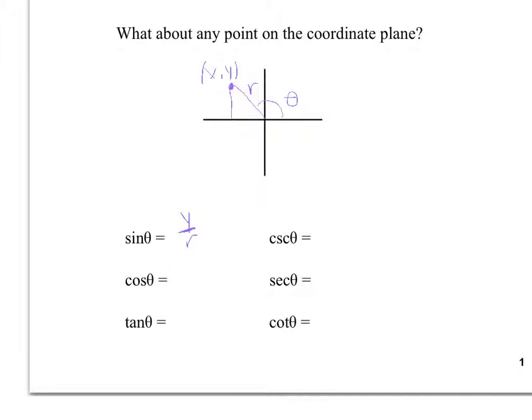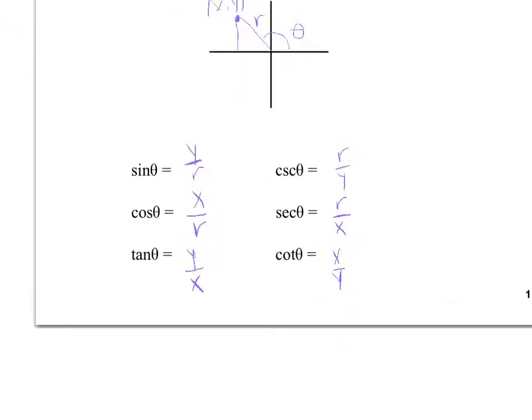And then if I'm trying to find cosine, I'm going to take x over the radius, and then tangent will be y over x. The cosecant will be the reciprocal, secant will be the reciprocal, and cotangent will be the reciprocal. So basically it works just like the unit circle, only now we actually have to divide by r because r isn't going to be 1. So let's look at our next page to see this in action.